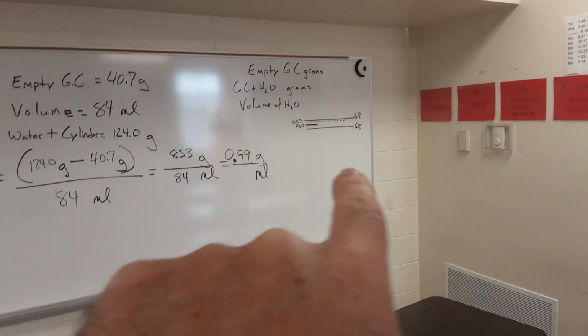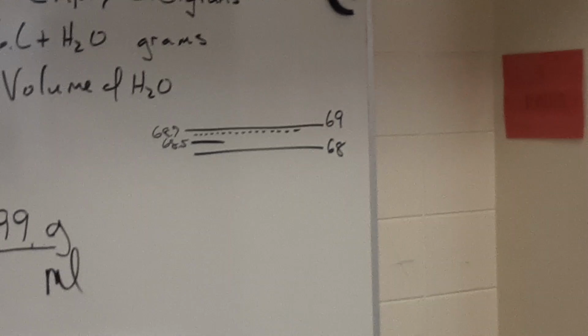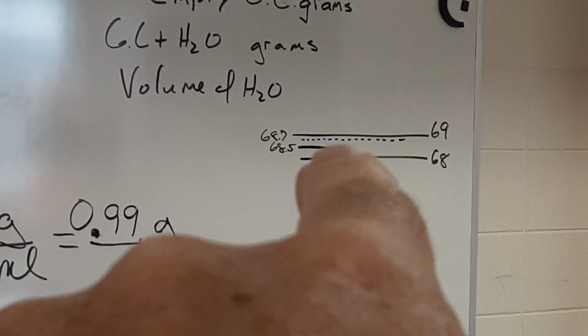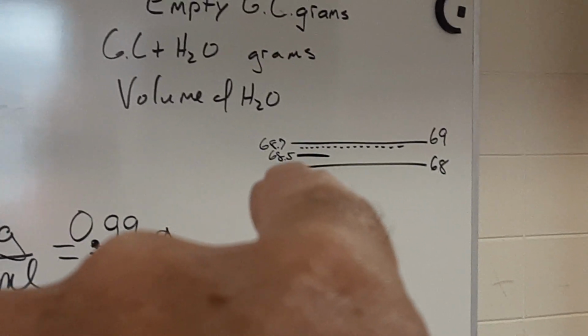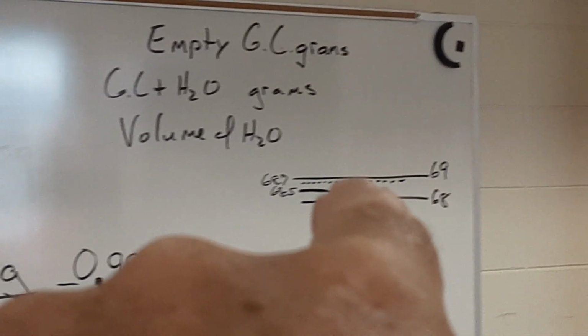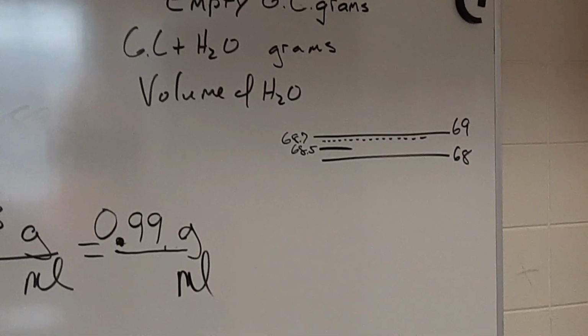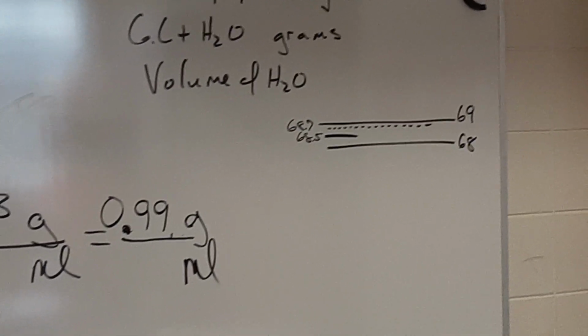We also had a brief discussion about how to look at the graduations on our graduated cylinders, and if you have a line of water that's directly in the middle, you would estimate that at 68.5. If it's closer to the top, you might say 68.7 or 68.8. You do have to estimate that last digit.